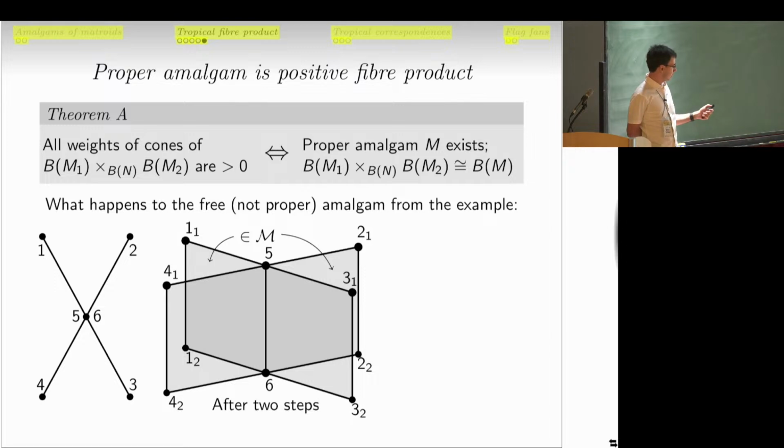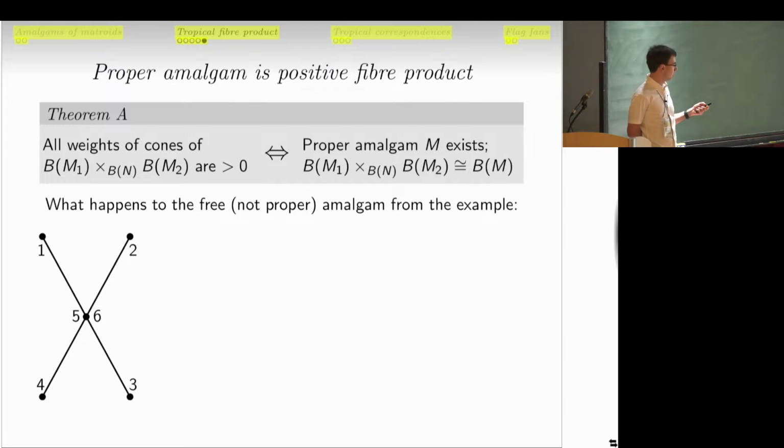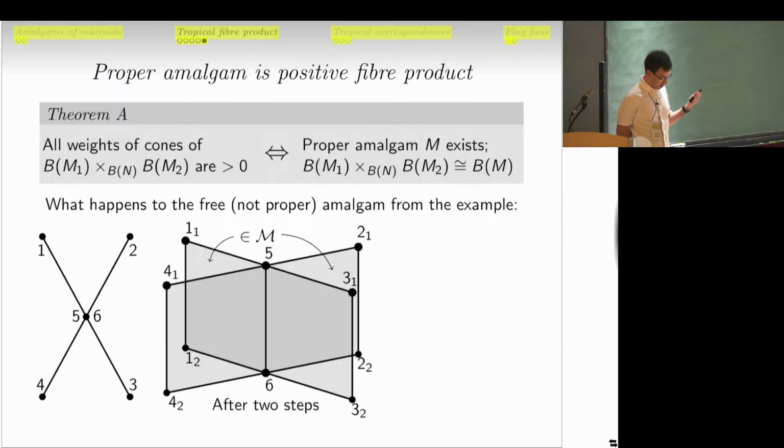So we have seen the example of the free amalgam, which is not proper. And after 2 steps, we have 3 steps, because the intersection has rank 3. So we have to do 3 Weil divisors. And after we have done 2 of them, we have such a matroid of rank 4. And it has these 2 flats, which belong to the next modular cut.